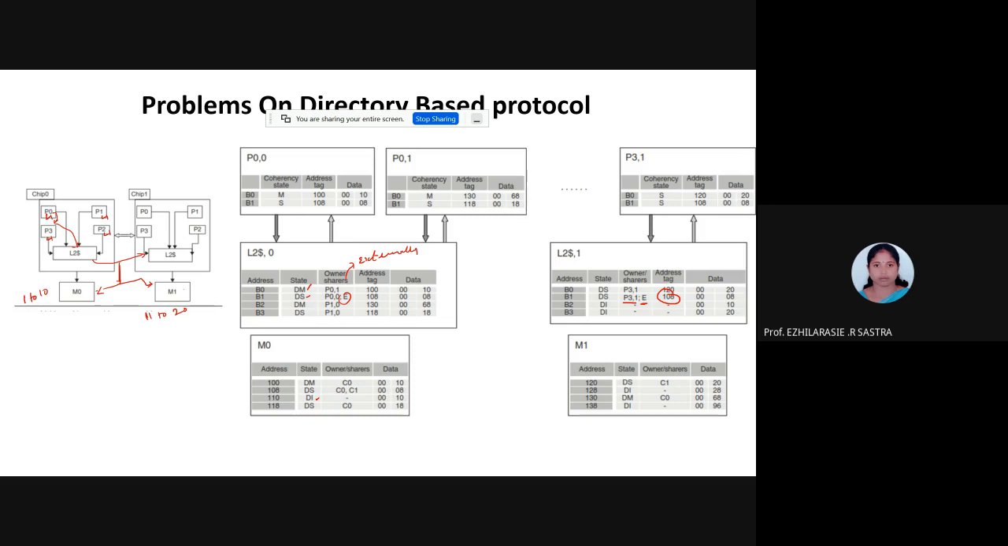Suppose we have, for example, P0,0 reading location 100, and P0,1 reading some location. So here there is no dependence. Whatever you have to update after this. Sometimes you may have a write operation by P0,1 and a read operation by P1,0. So this is sequential.